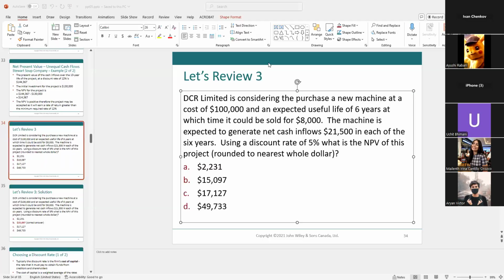So again, this is the question that we did in class. What I'm going to do is copy this question and open an Excel spreadsheet, and I'm going to show you how you can solve this problem with Excel spreadsheet only.